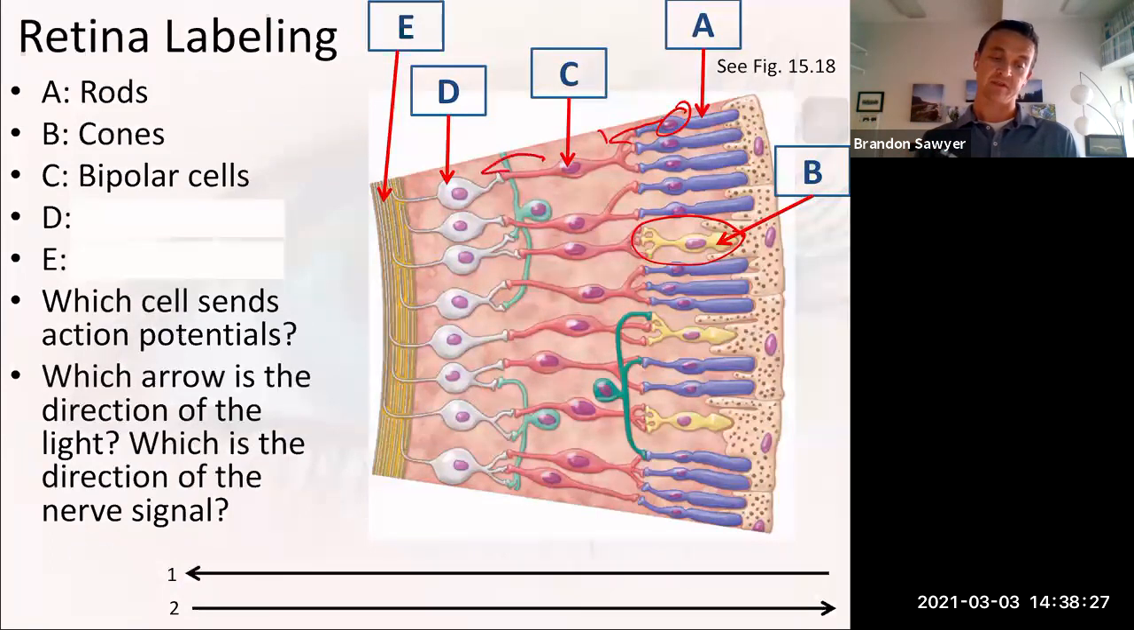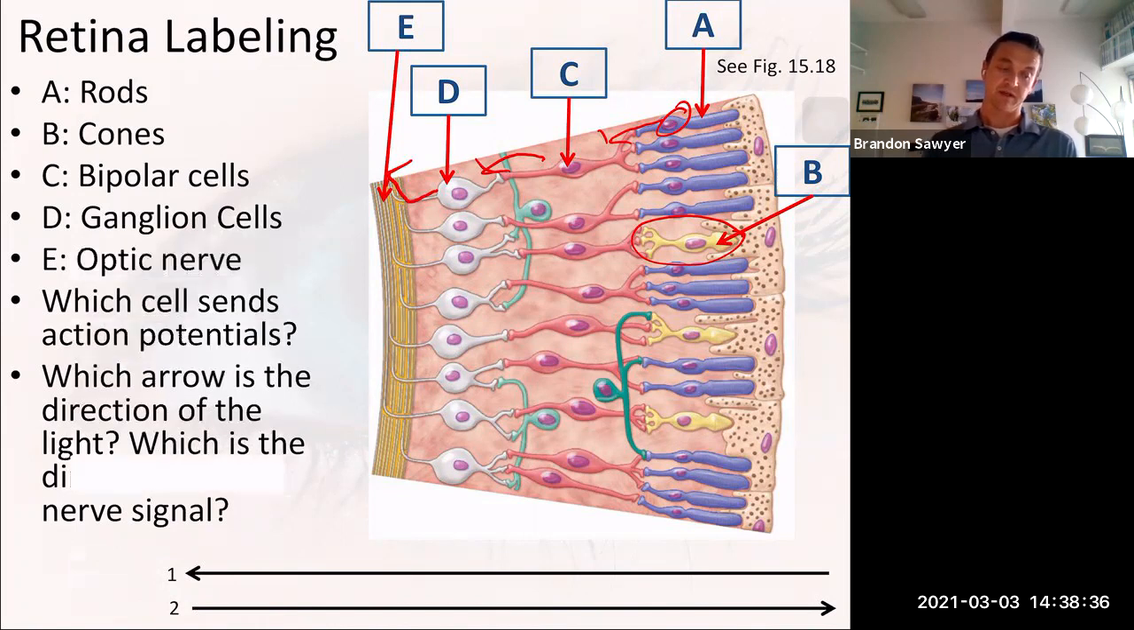We get another graded potential here to the ganglion cells, and then those ganglion cells send their signal via an action potential on the optic nerve, which is really just the axons of those ganglion cells. It's cranial nerve 2. Okay, so which one actually sends the action potentials? That's D. That's the ganglion cells.